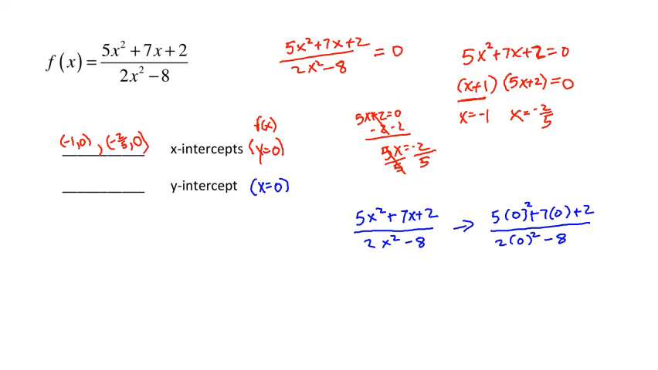5 times 0 squared is just 0. 7 times 0 is 0. So when we work out the numerator, we're just going to end up with 2. 2 times 0 squared is 0, and 0 minus 8 is negative 8. And so we end up with negative 8 in the denominator. This reduces to negative 1/4. So our y-intercept is going to be 0, comma, negative 1/4.